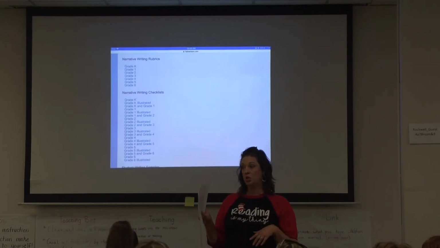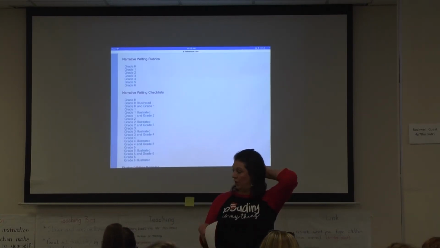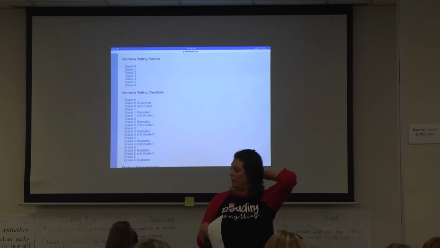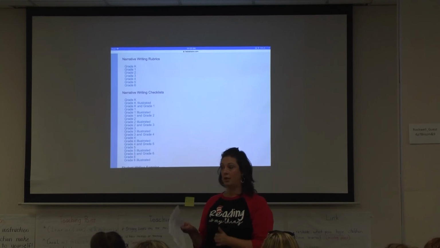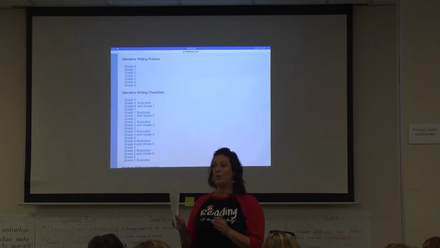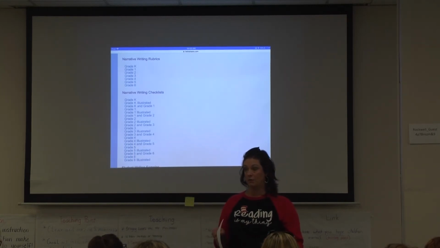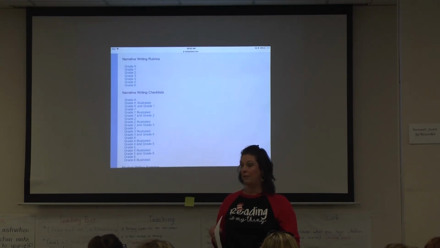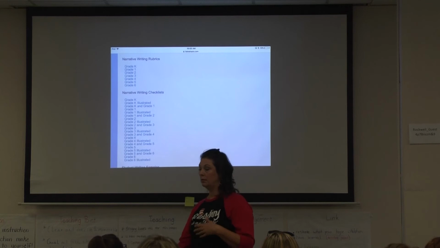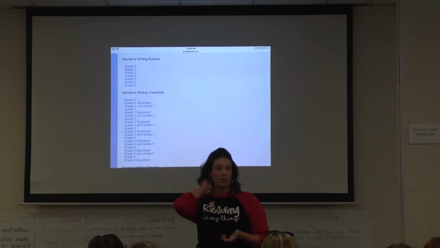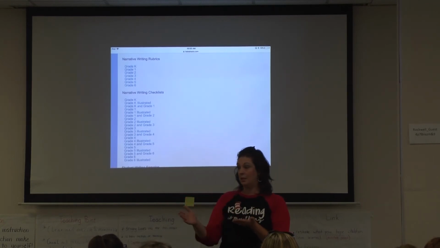So if you're in third grade and you're starting off with a narrative unit, you probably will not hand your kids a third grade narrative checklist. You probably hand them a second grade narrative checklist. So be aware of that. Now, checklists are meant to be fluid. So think of the checklist as like a continuum.